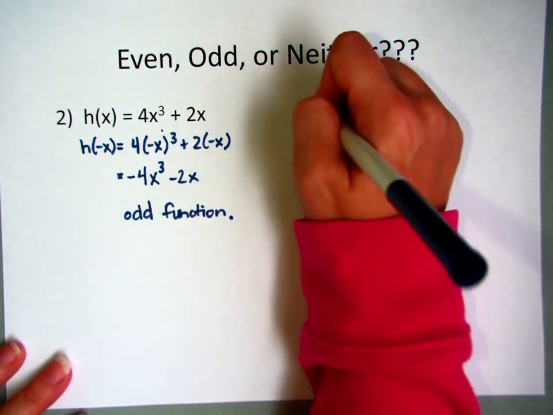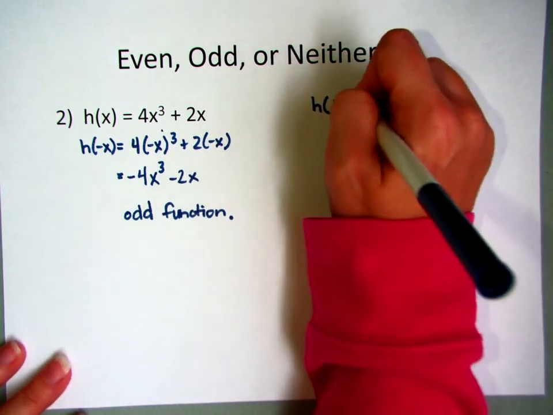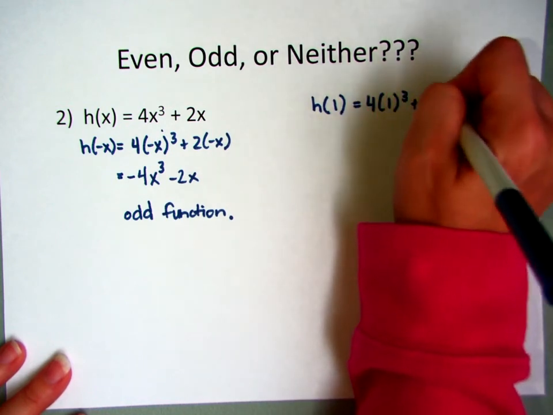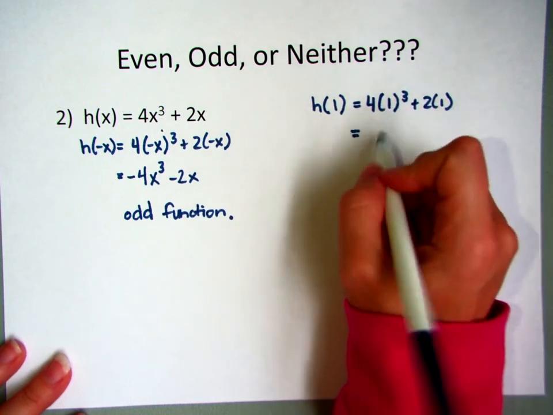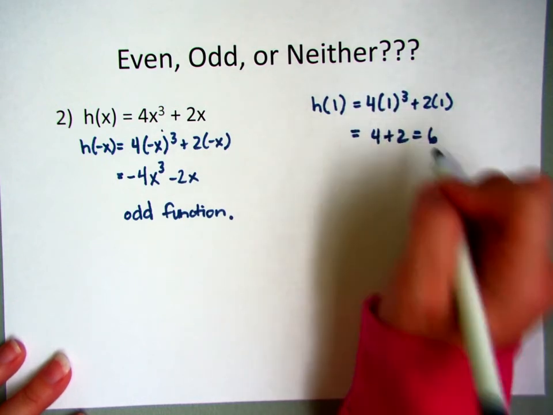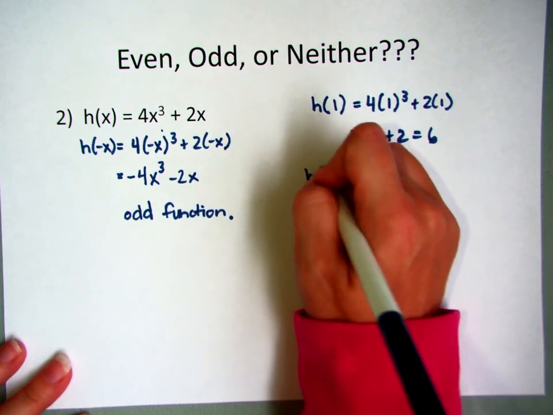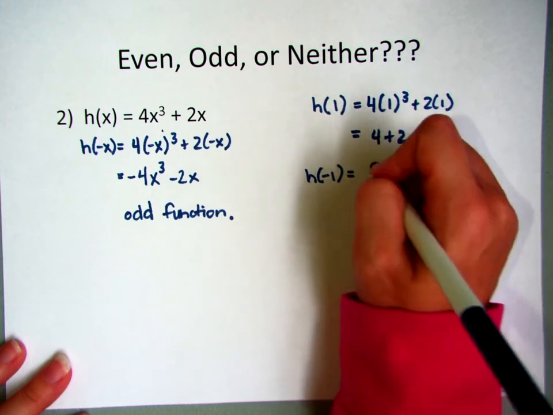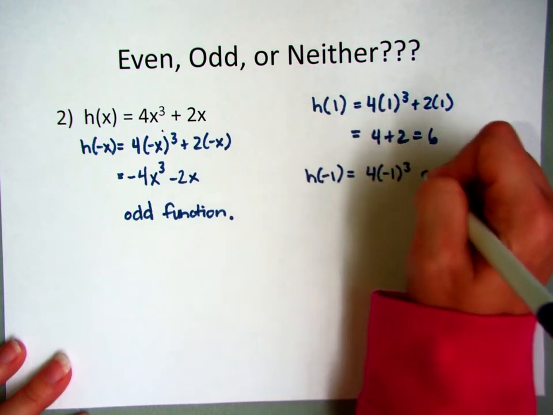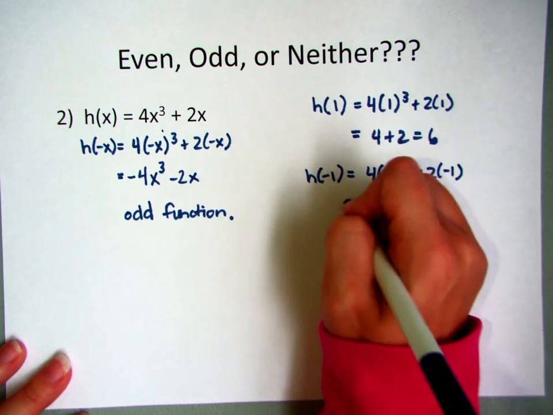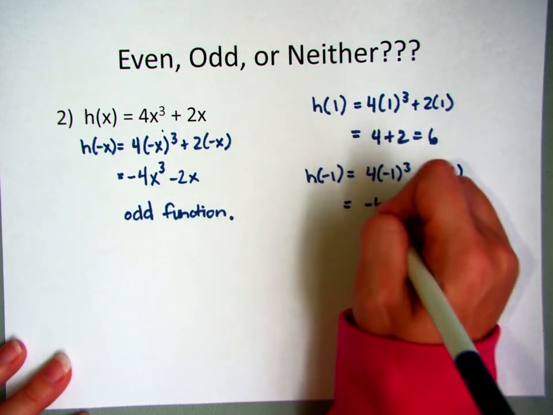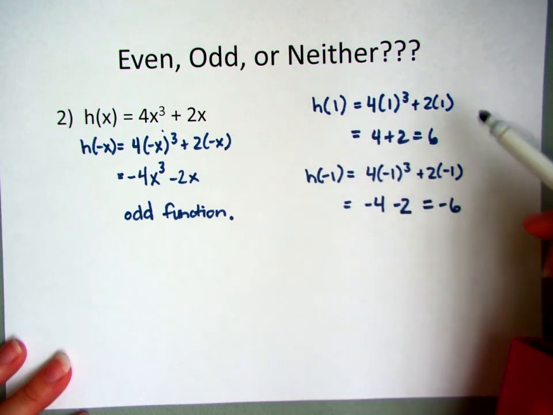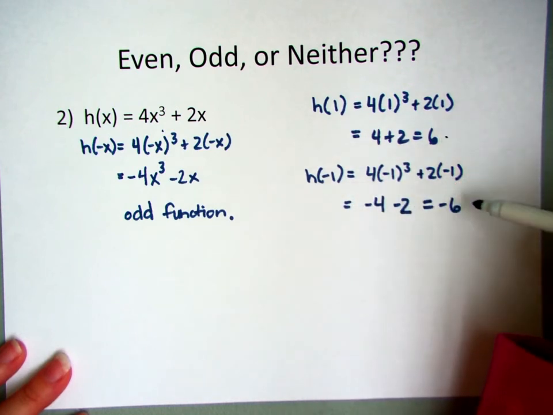What you can then do is try this out with numbers if you prefer. So if we did 4 times 1 cubed plus 2 times 1, let's see what it equals. That would be equal to 4 plus 2, which is 6. You could compare that and see what happens if you put a negative 1 in, so the opposite of this value. So we would have 4 times negative 1 cubed plus 2 times negative 1. This piece here would give me negative 4, and this piece right here would give me negative 2, which is negative 6. So now notice that our values are opposite.